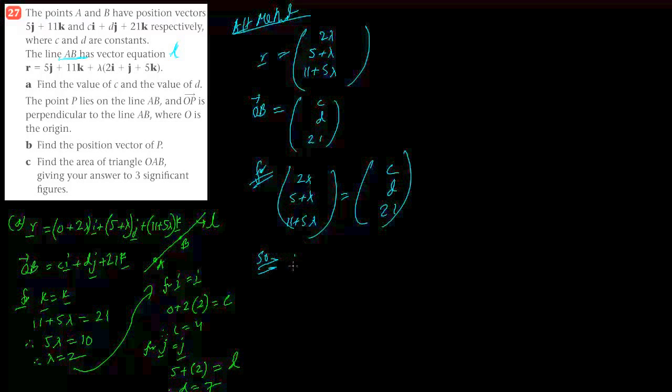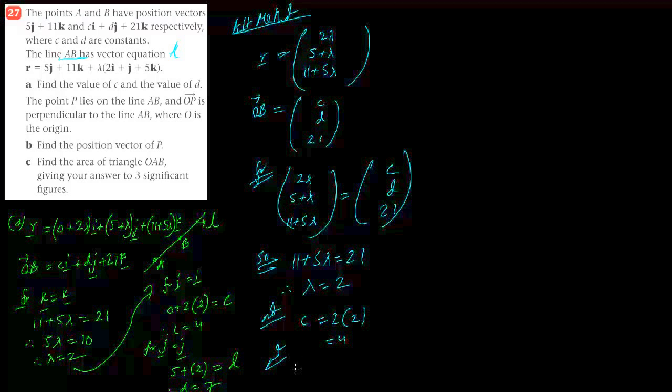So, 11 plus 5 lambda equals 21. Therefore, lambda equals 2. And so 2 lambda equals C. Therefore, C equals 2 lambda, meaning 4. And D equals 5 plus lambda, meaning 5 plus 2 equals 7. So we can also do the same question in the column vector format.